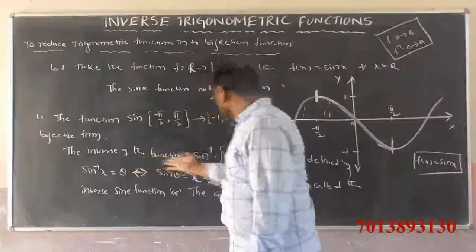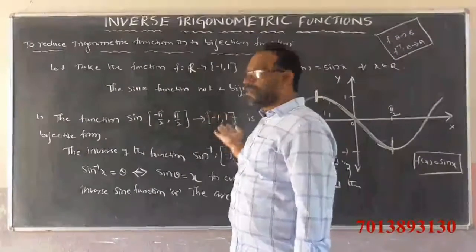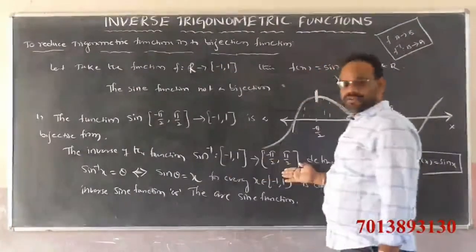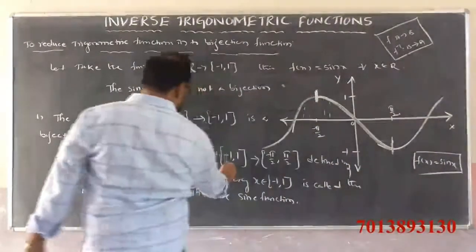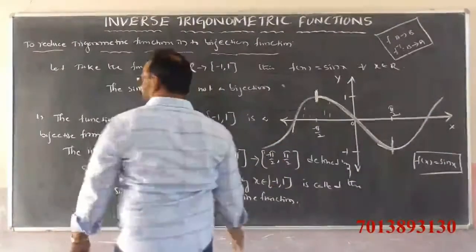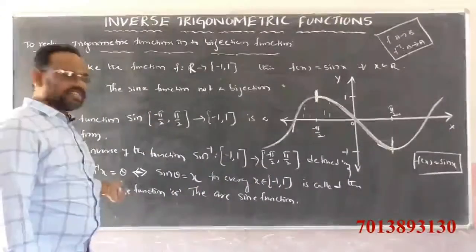So that's why the inverse function, sine inverse, is mapping from the closed interval minus 1 to plus 1 to the closed interval minus pi by 2 to plus pi by 2. So if you take any value of x belonging to minus 1 to plus 1, there exists a unique value theta belonging to minus pi by 2 to plus pi by 2, that is sine inverse x equals theta.